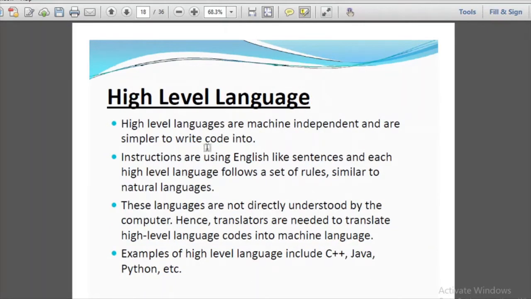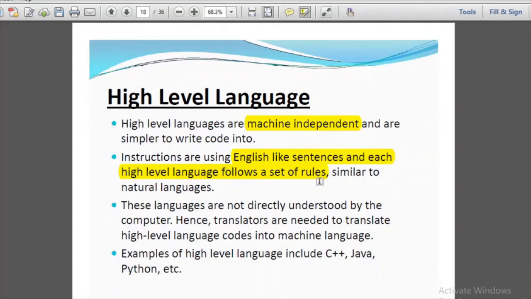Next is high level language. High level languages are machine independent. Machine independent means it doesn't depend on the machine. If I write code in Python, I can use it in any system or any CPU can use it. This is just an example. High level languages are simpler to write code in. Instructions use English like sentences, and each high level language follows a set of rules. There are certain rules that you have to follow to write in this language in this manner.